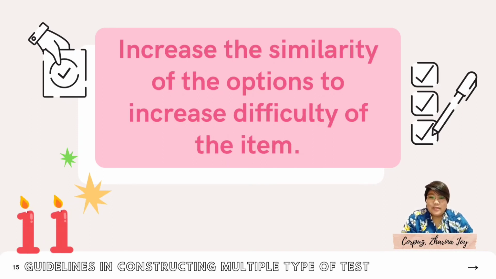The second one is increase the similarity of the options to increase difficulty of the item. This is because when the similarity of the options is too interconnected, the students will take a longer time on one question because they will get confused on what might be the real answer between the 2 or maybe 3.